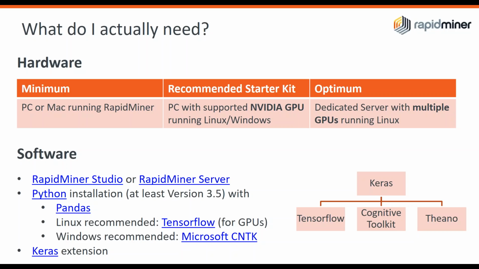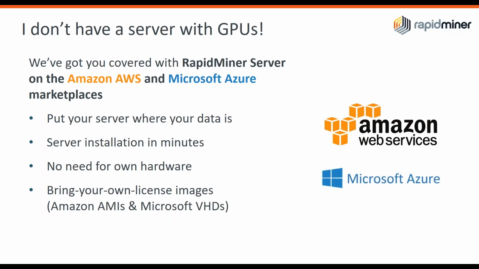But what do you do if you don't have an NVIDIA GPU? Well, we've got you covered. Since RapidMiner 7.6, you have the ability to spawn a RapidMiner Server within minutes inside the Amazon AWS or Microsoft Azure platform. Maybe you already have your data at one of these platforms, and you can just spawn a RapidMiner Server, install Python and TensorFlow, for example, and run the Keras deep learning extension.